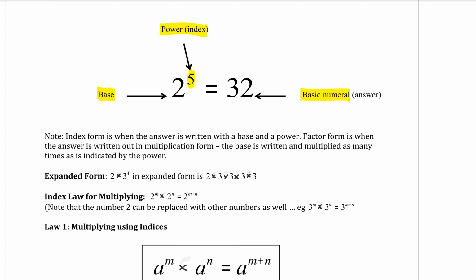All right, it says note. Index form is when the answer is written with a base and a power. So that 2 to the power of 5 is index form. Factor form is when the answer is written out in multiplication form. So when I had the 2 times 2 times 2 times 2. All right, so here is an example of expanded form.